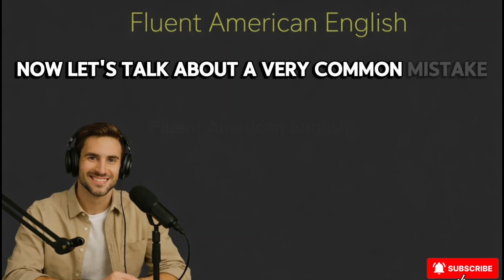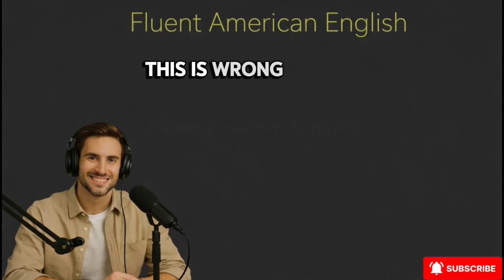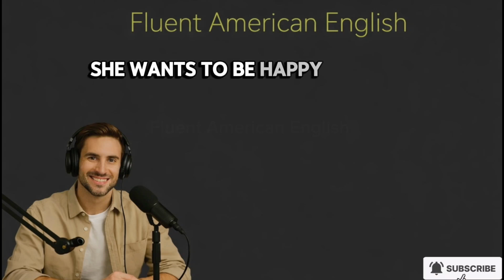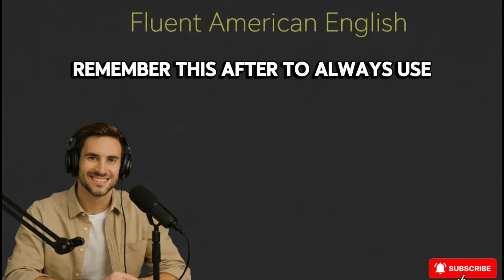Now let's talk about a very common mistake. Many learners try to use am, is, or are after to. This is wrong. Wrong: I want to am rich. Correct: I want to be rich. Wrong: She wants to is happy. Correct: She wants to be happy. If you remember only one thing from this lesson, remember this. After to, always use be.